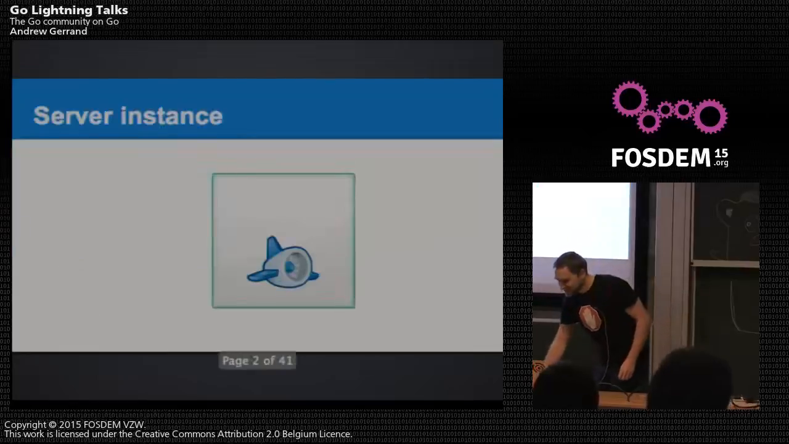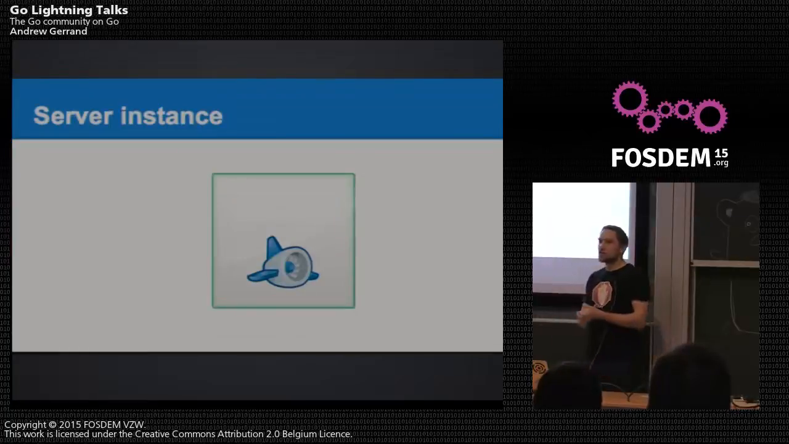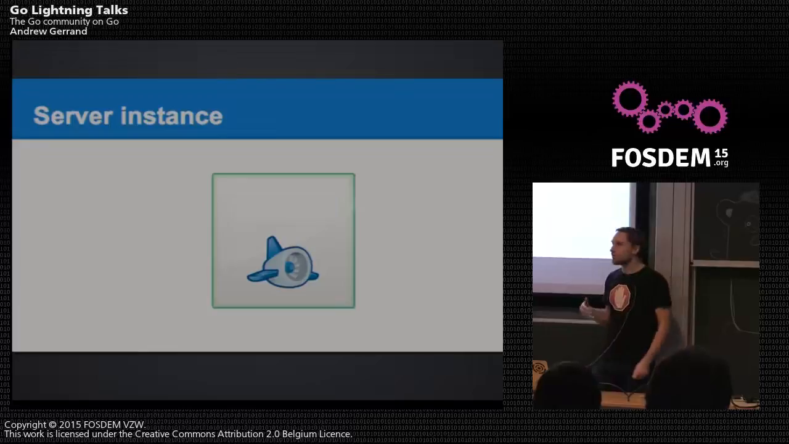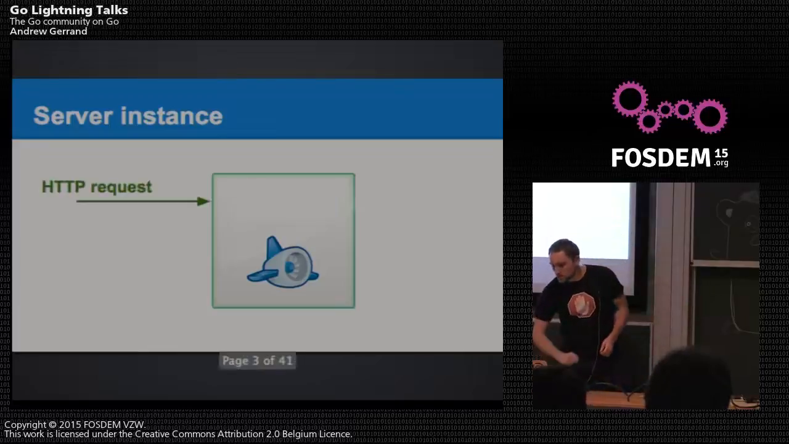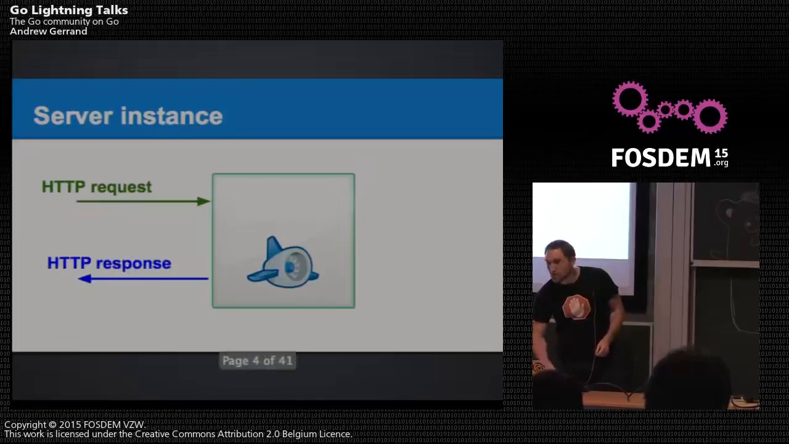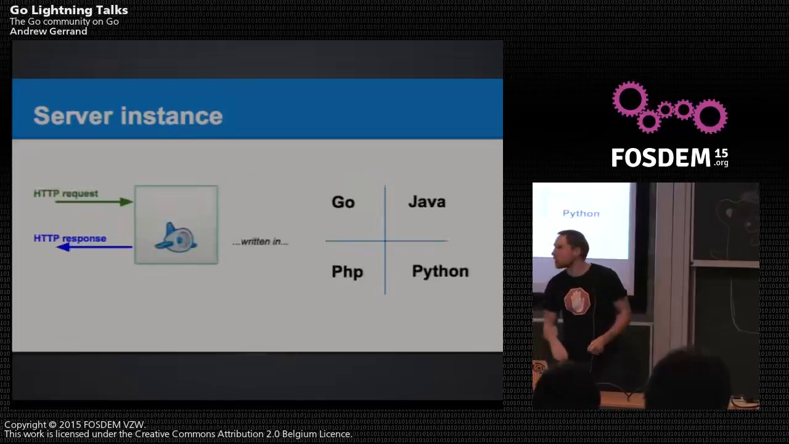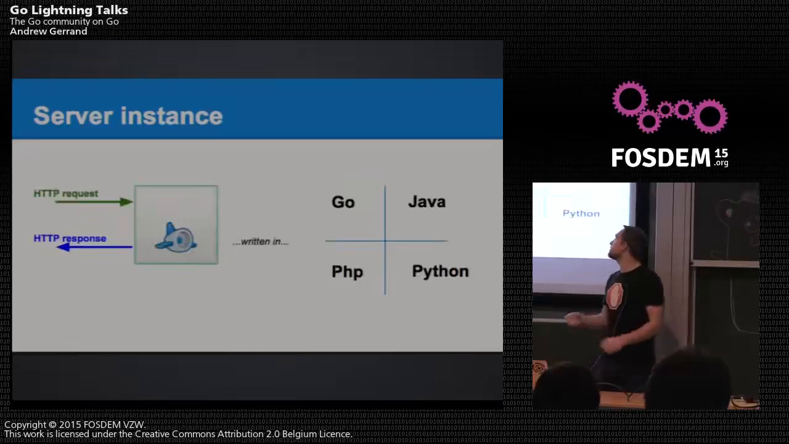Thank you. So this is a server instance. App Engine is platform as a service. So you give code and it runs the code, specifically web servers. So HTTP in, HTTP out. And you can write your code either in Go or in Java or in PHP or in Python.